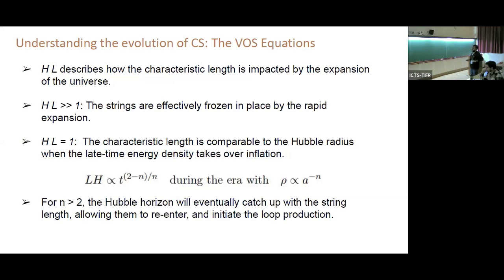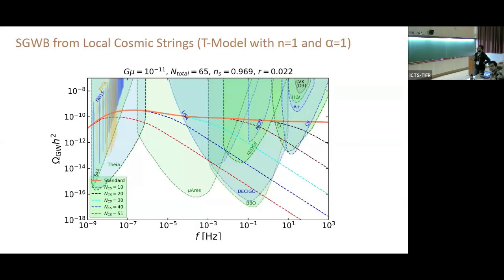And here, for n greater than 2, the Hubble horizon will eventually catch up with the string length, allowing them to re-enter and initiate loop production. This is where the re-entry temperature comes into the picture. So using all these things, we can plot the stochastic gravitational wave background spectra in this non-standard scenario where the cosmic strings are affected by inflation.